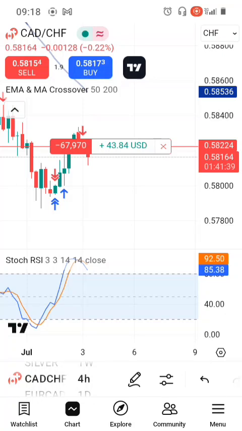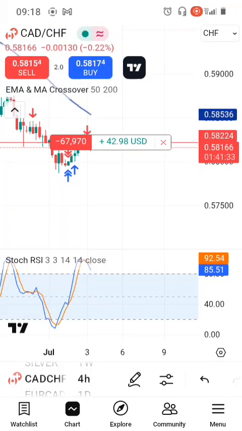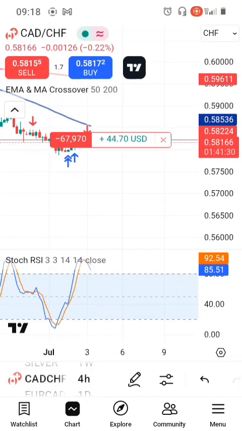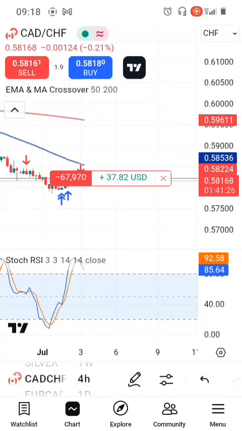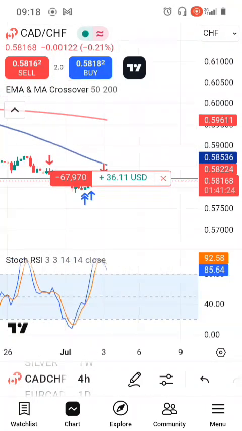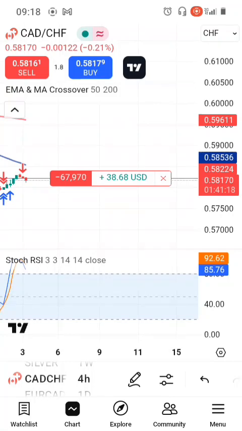I showed some Forex pair, which is the CHF. Now I want you to notice that it is below the 50-day moving average, represented by that blue line here, and it's also below the 200-day moving average, represented by the red line. And then it has hit a reversal or a gap down.